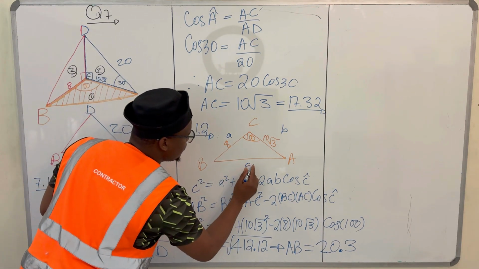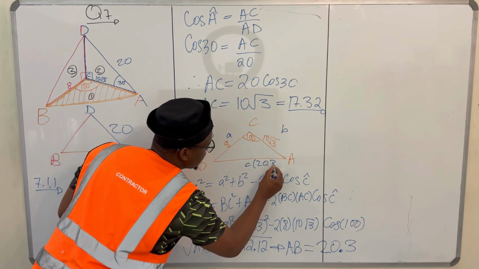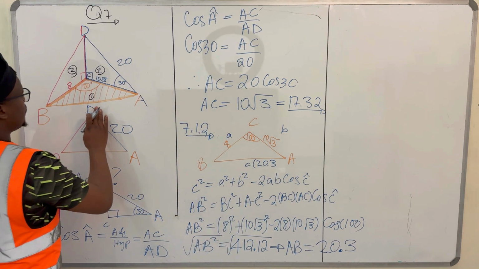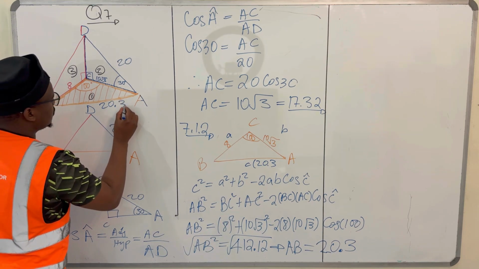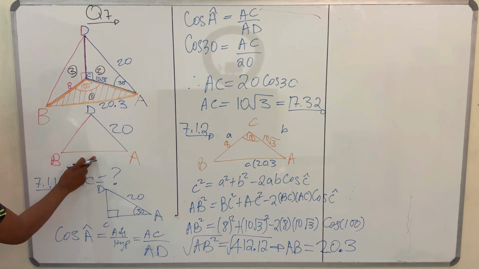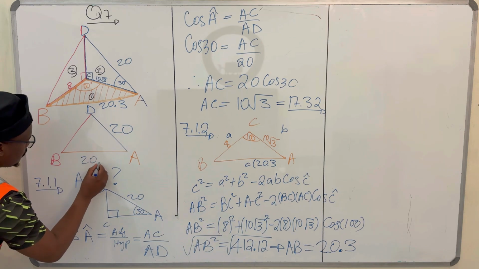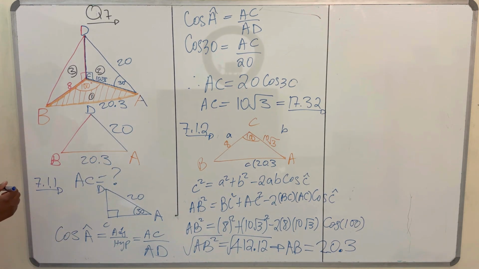Where is AB? AB is this one. It's 20.3 units. So you can put it back here. It's 20.3 units, which is the same as this one here. Done. We have this. So let's go.